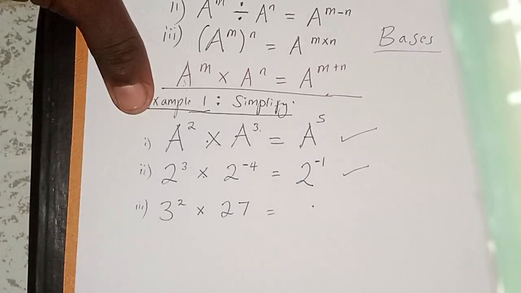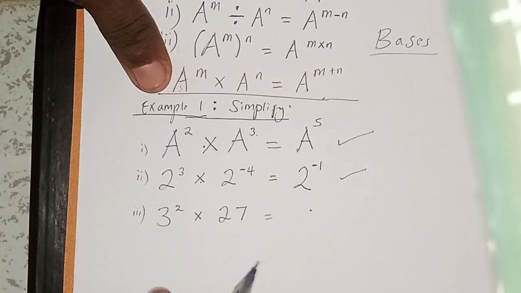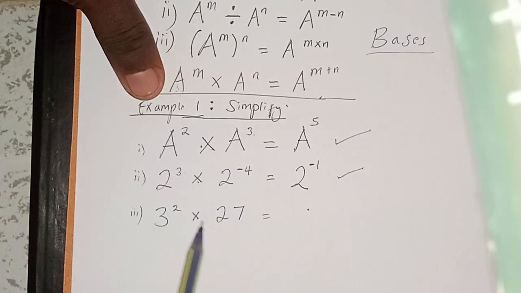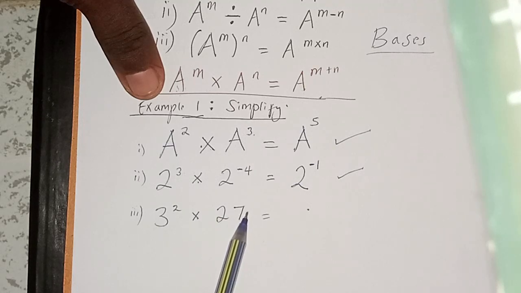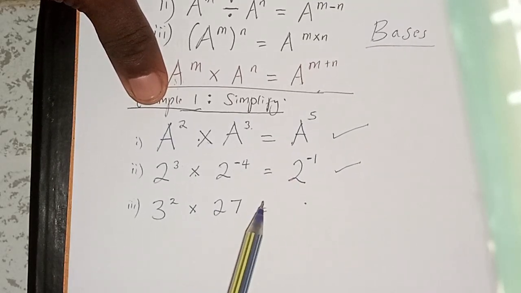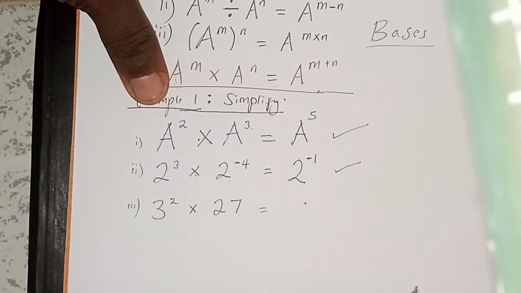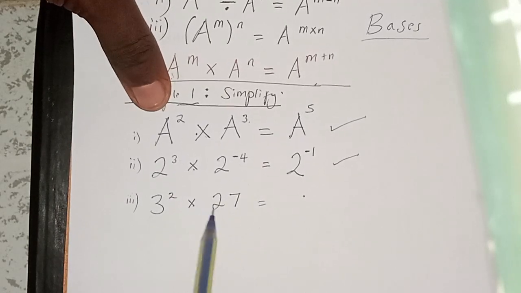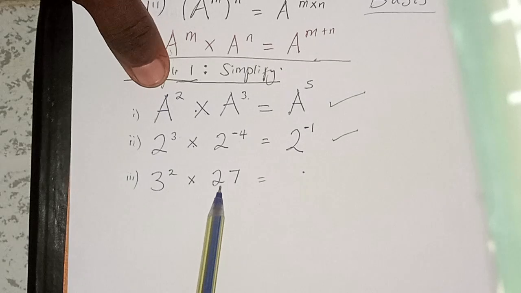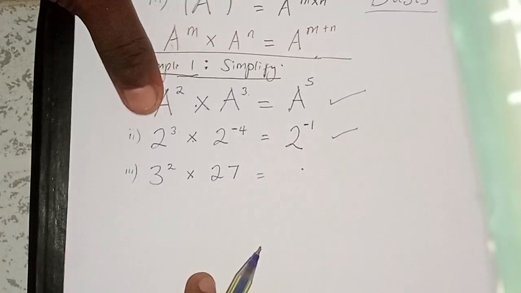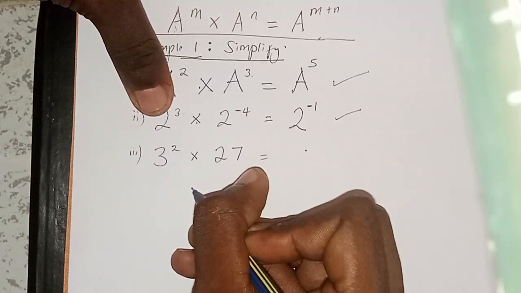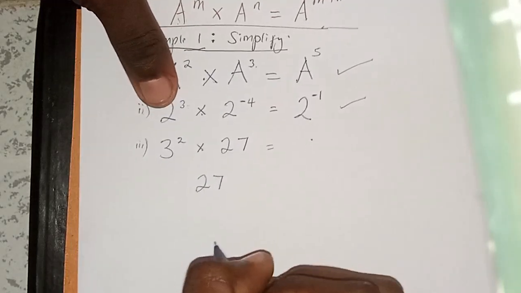Very simple. Whenever the bases are different, like in this case, identify the bigger base, 27, then express it in terms of its prime factors. I think we did that in form 1. Okay, we are going to express it here. For 27, we can use the factor tree method.